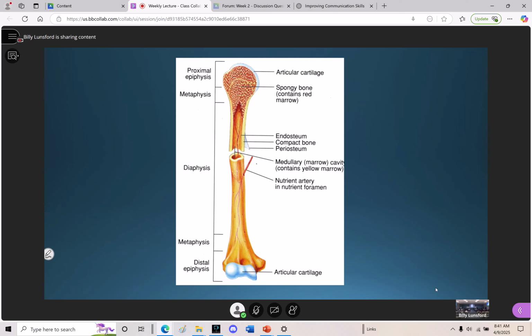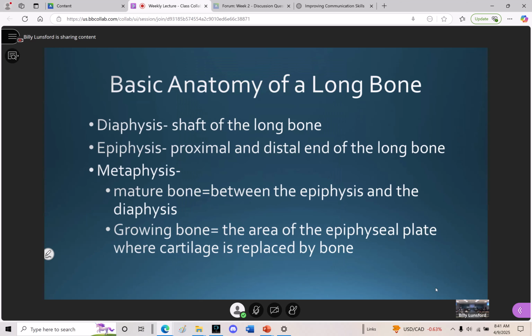I like to think of an apple as big and fat, and that's how I remember appositional growth was like growth in girth, like the size of the diameter of the bone. We have given the difference between the diaphysis, epiphysis, and metaphysis. Why do we need to know that?